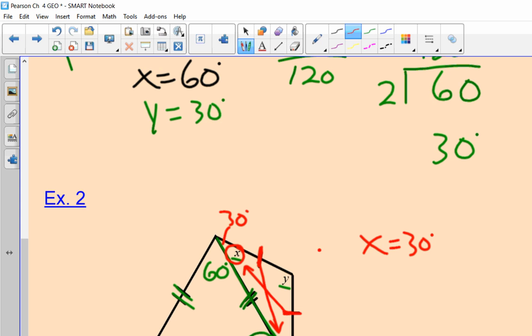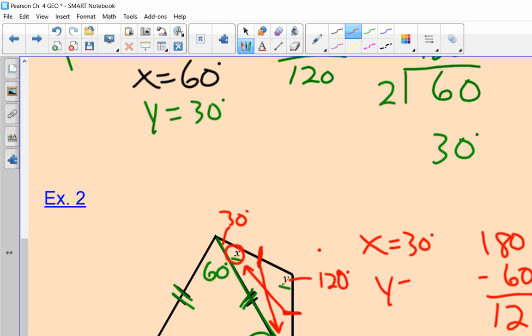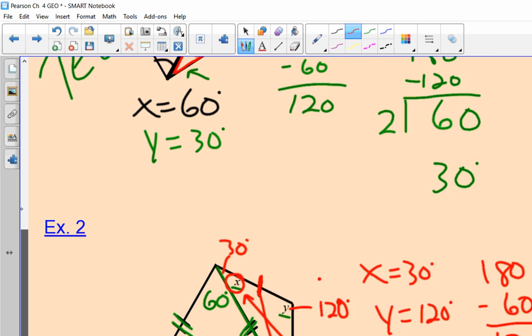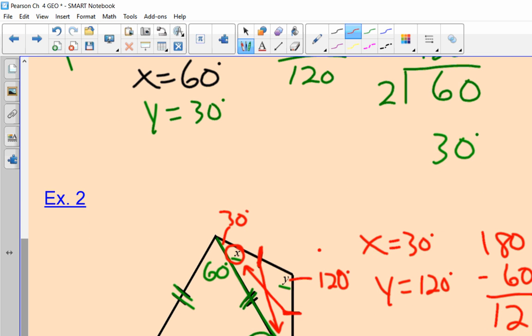In this triangle over here on the right, the angles have to add up to 180. I've got two of the angles and they add up to 60. When I subtract, it gets me the third angle, which is up here at the top. It should be 120. So y equals 120. These are the same answers we got in the question above, but a different figure, or a different way that we showed it.